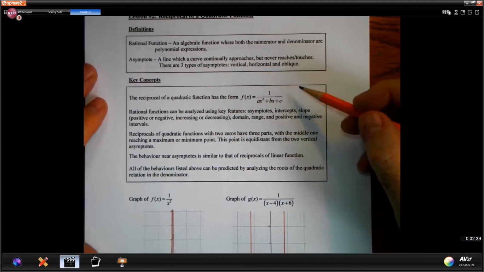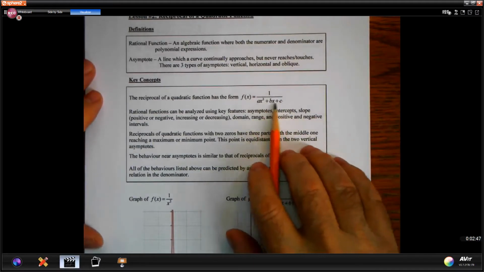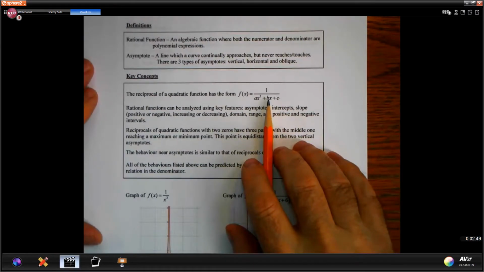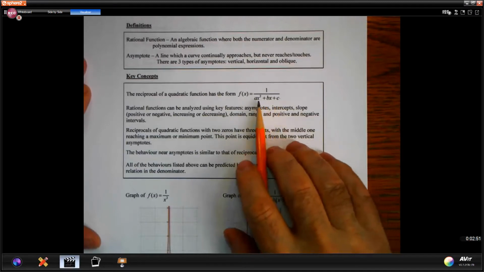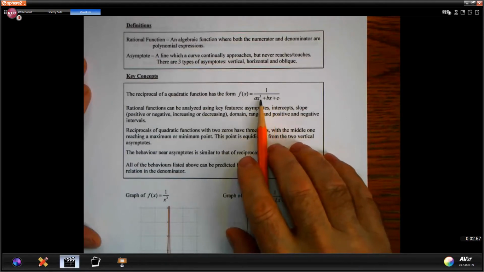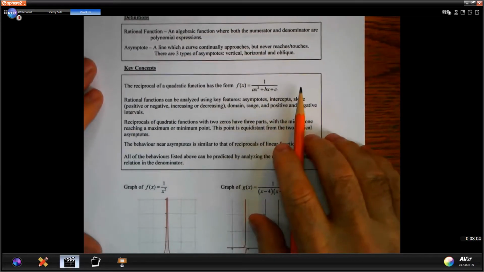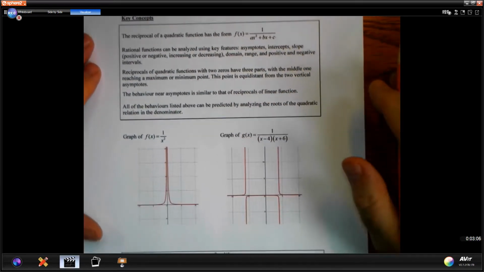Now the big difference between the reciprocal of linear functions and reciprocal quadratic functions will be on the denominator, because it's degree 2. There's high potential that there will be two values of x that will make the denominator 0, and you'll see that more obviously when it's factored. So what's going to happen when we do our graphs?